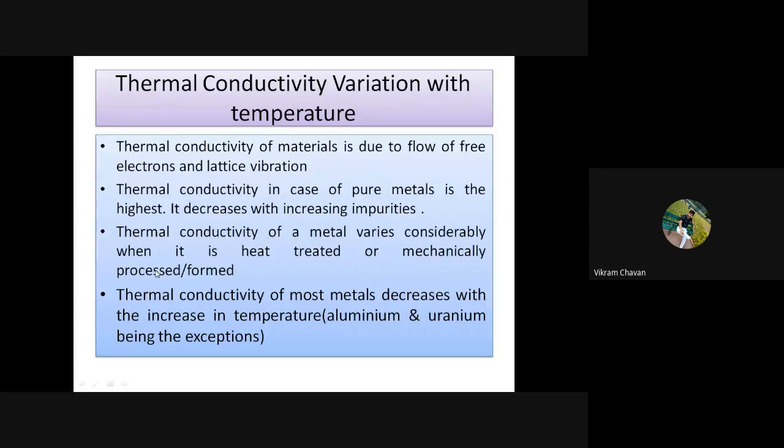Okay, so the next important point is thermal conductivity variation with temperature. In solid materials, we have discussed that there are two mechanisms to transfer heat. The first one is lattice vibration, whereas the second one is free electrons. Free electrons are available in metals and are not available in non-metals. So metals are good conductors of heat and non-metals are bad conductors of heat, or good insulators.